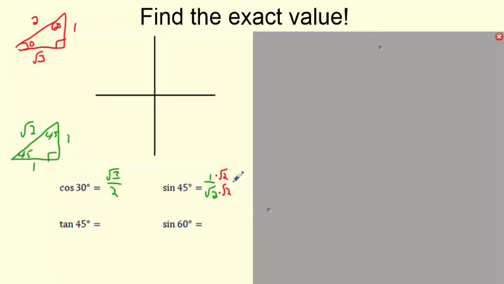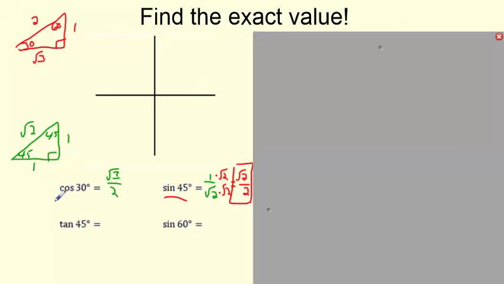Whatever you do to the bottom, you got to do it to the top. That keeps it an equal fraction. So square root of 2 times square root of 2 is 2, or the square root of 4, which is 2, and then 1 times that. So that one you have to do a little work for. Sorry about that. Every now and then you'll have to simplify the denominator. We can't leave that in there. So the sine of 45 is really this.